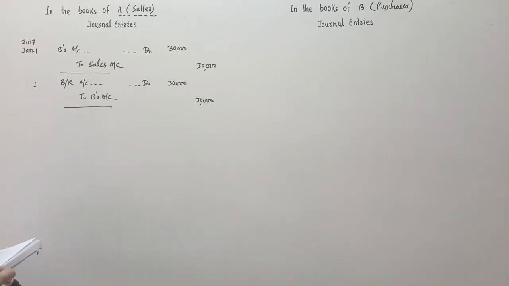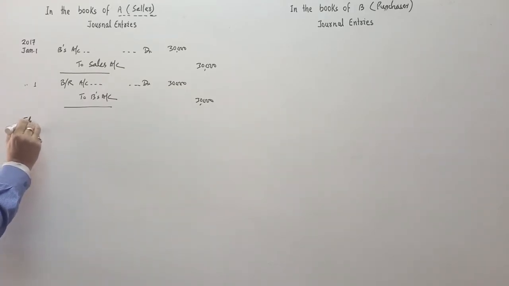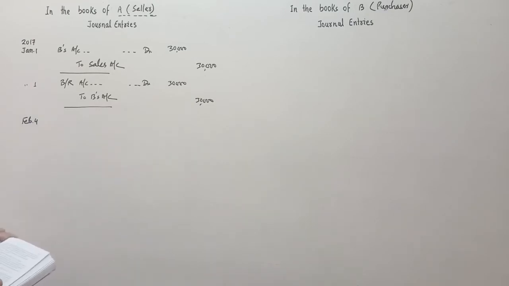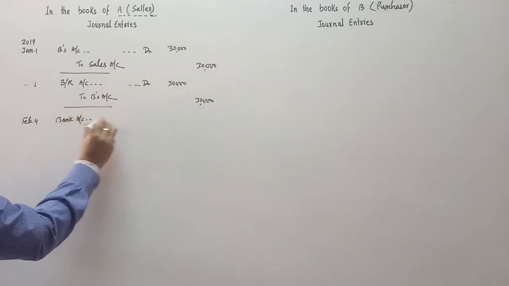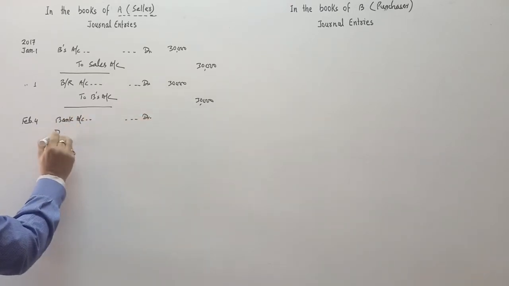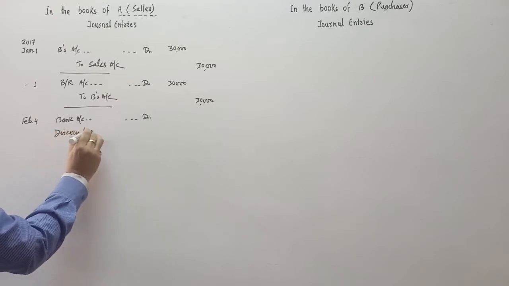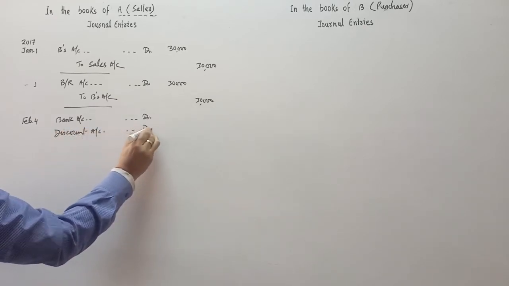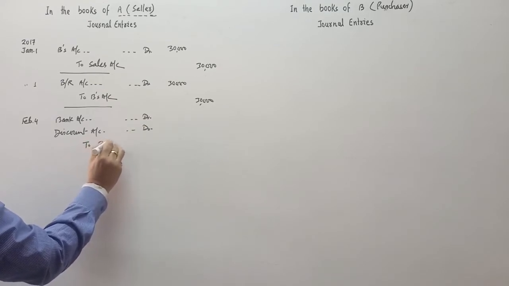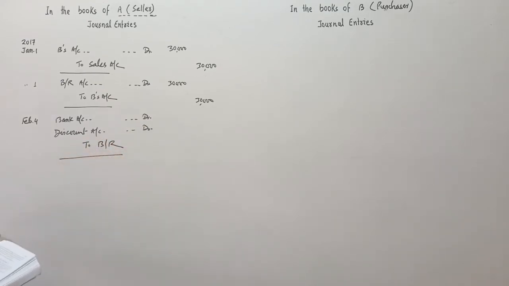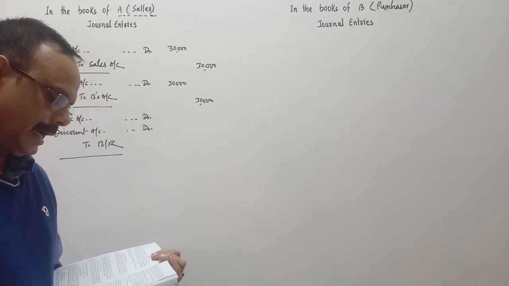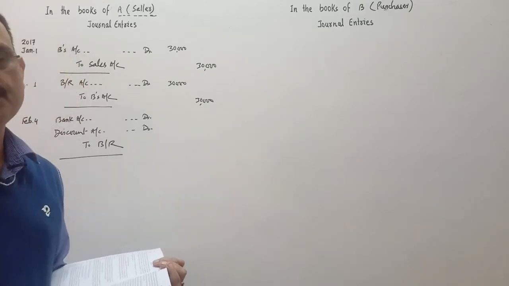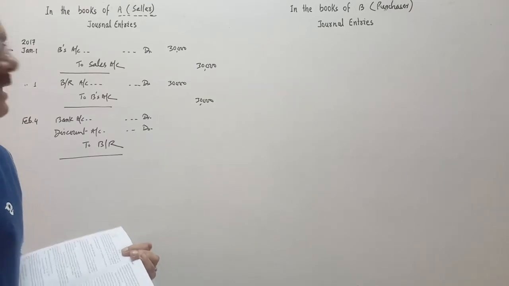Next entry is who discounts it on 4th February. On February 4, this bill is discounted by A. So the entry will be bank account debit, discount account debit, to bills receivable. This bill is discounted with the bank at 18% per annum.